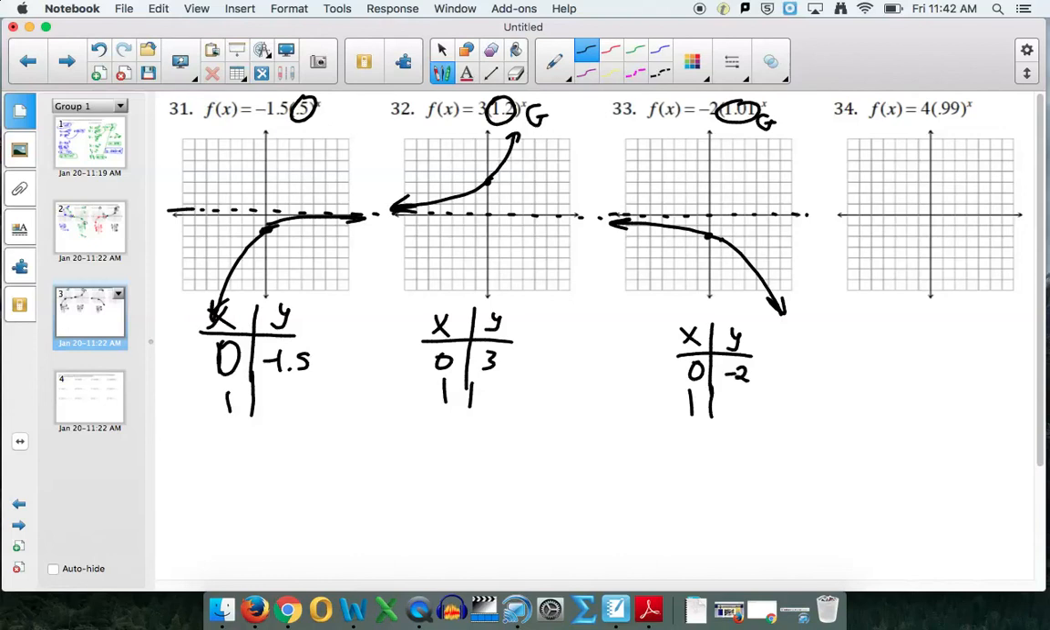And then 34, same kind of idea here, except now we're on the other side of 1. When x equals 0, we get a y value of 4. But when x equals 1, 4 times 0.9 is going to be slightly less than 4. So this is going to drop down toward that x-axis, which means it goes up to positive infinity on the left side.